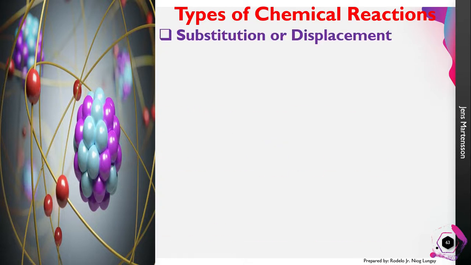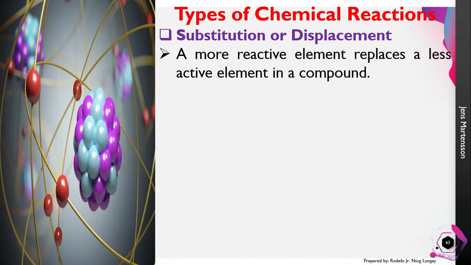Another type of chemical reaction is what we call substitution or displacement. A more reactive element replaces a less active element in a compound. This is the general formula for substitution or displacement: AB plus C yields or produces AC and B.